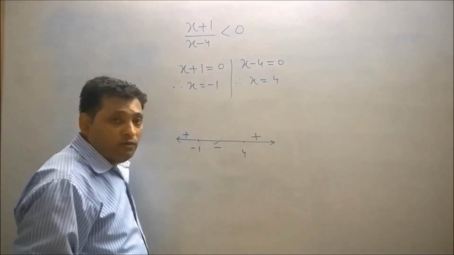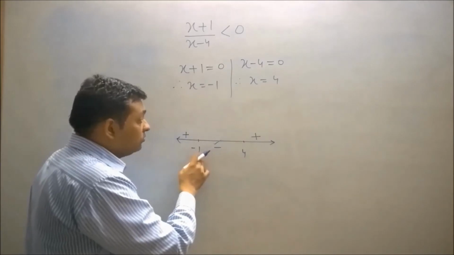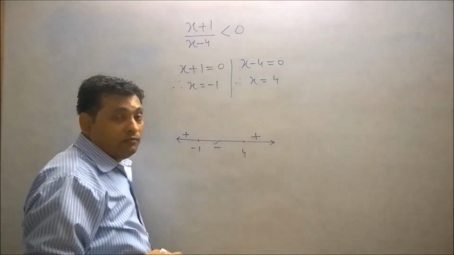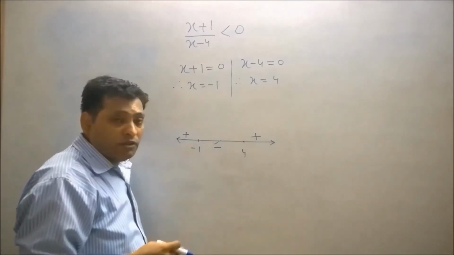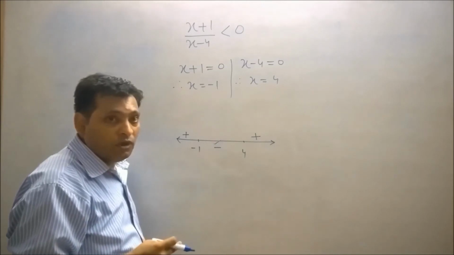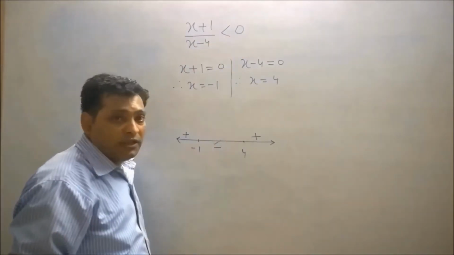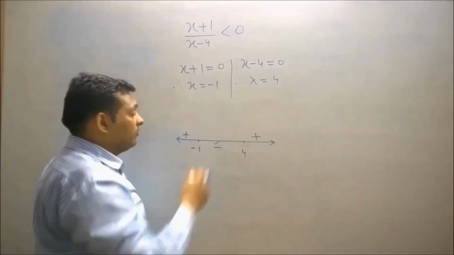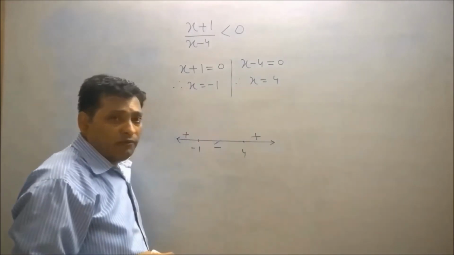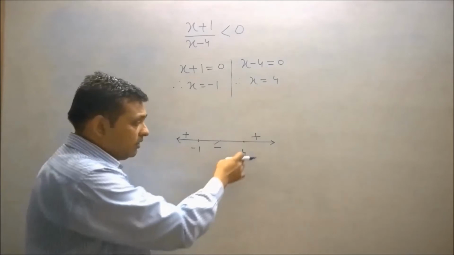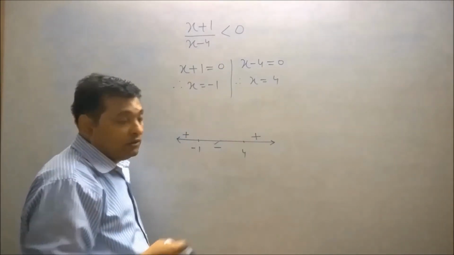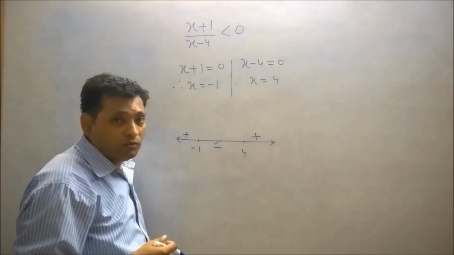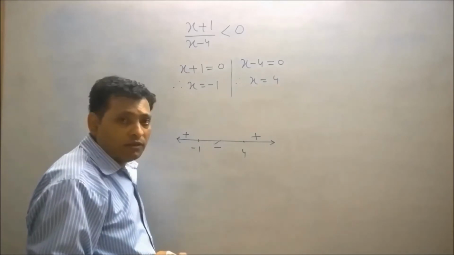Now we have to check these points also. If x = -1, then -1 + 1, the numerator is 0. Is x = -1 a solution of the given inequality? Of course not, since the sign of equality has not been given to us. So we can say x = -1 is not a solution of the given inequality. Similarly, we have to check whether x = 4 is a solution. If x = 4, then 4 - 4, the denominator is 0. The denominator cannot be equal to 0. So we can say x cannot be equal to 4.